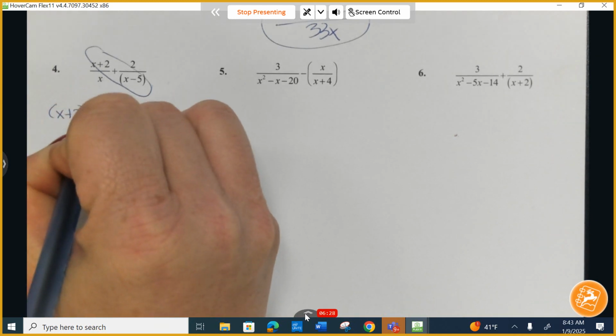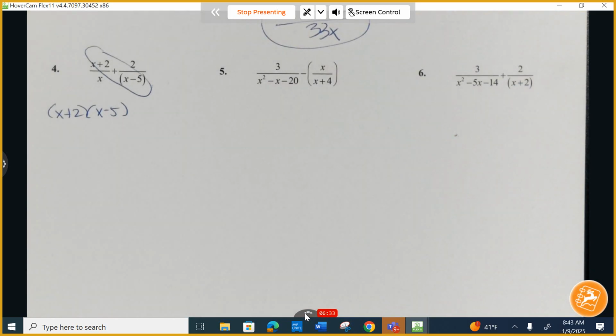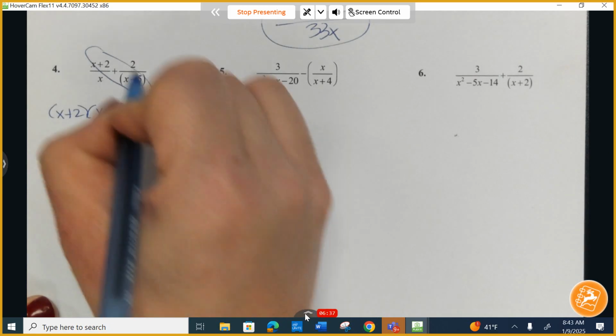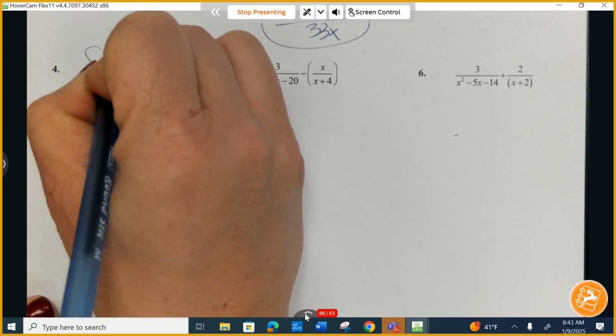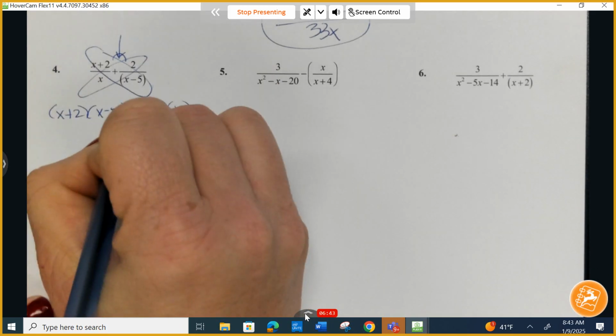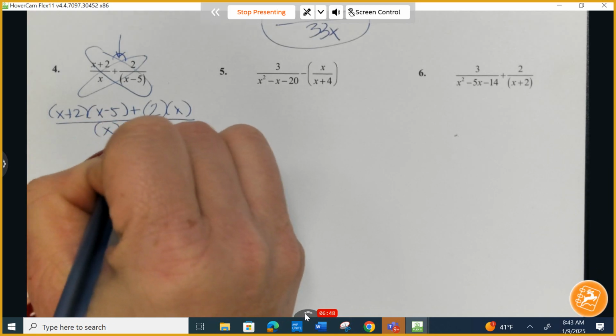x plus 2 times x minus 5. That's this first diagonal, and the first diagonal always goes from left down to the bottom right. Then I'm going to leave a little space, and I'll do the second diagonal, which is 2 times x. In between will always be this part of the butterfly, which happens to be a plus sign. And on the bottom, I'm going to push them together, x times x minus 5.